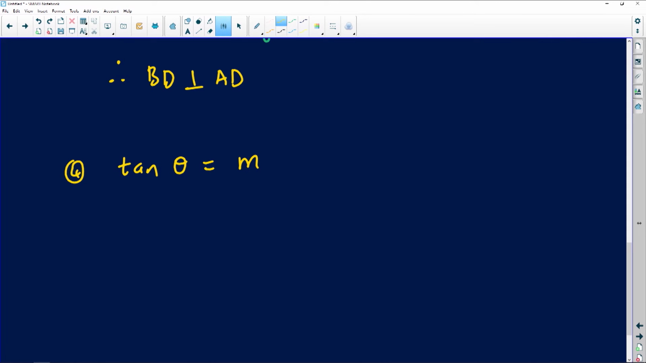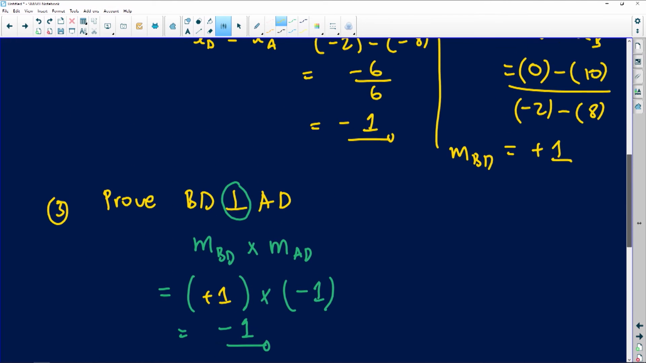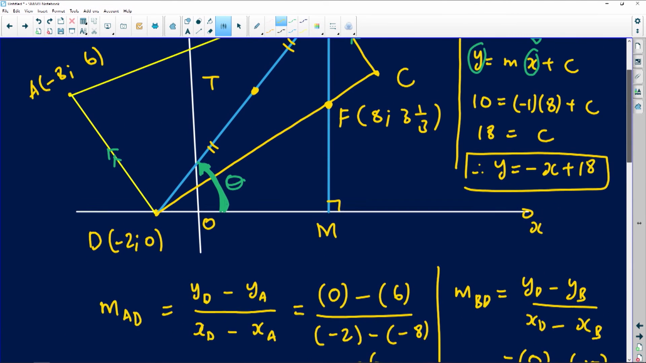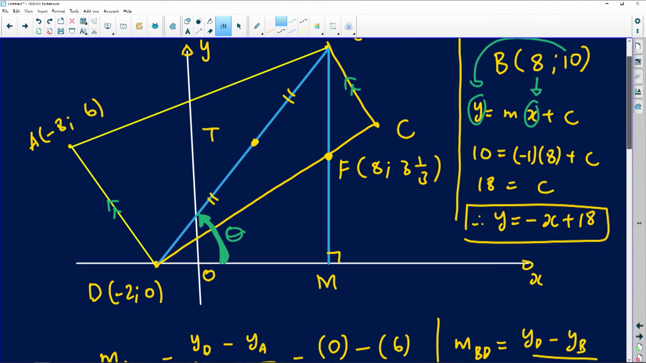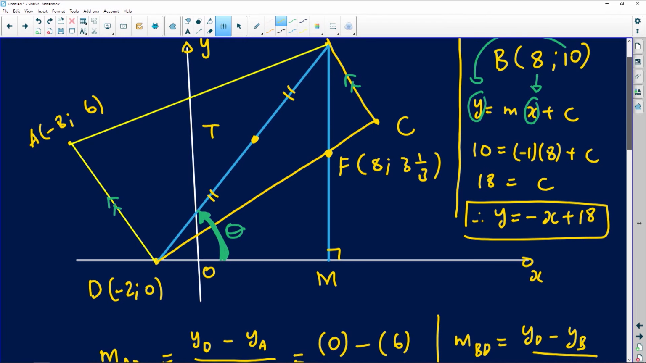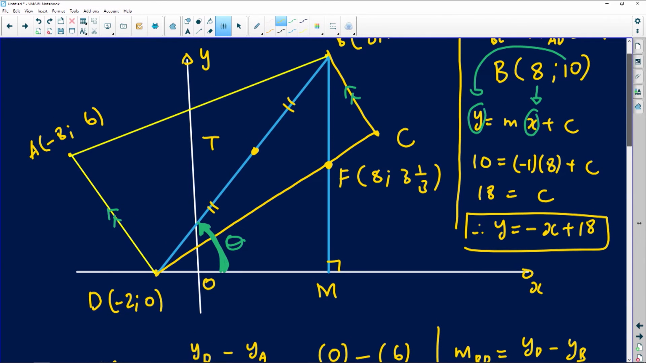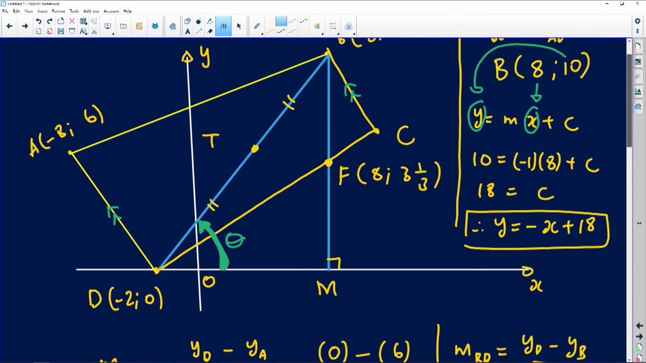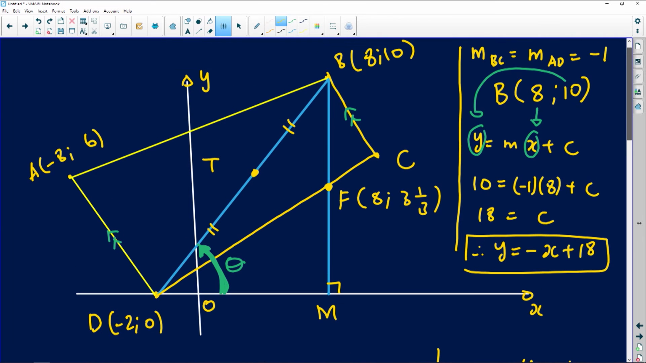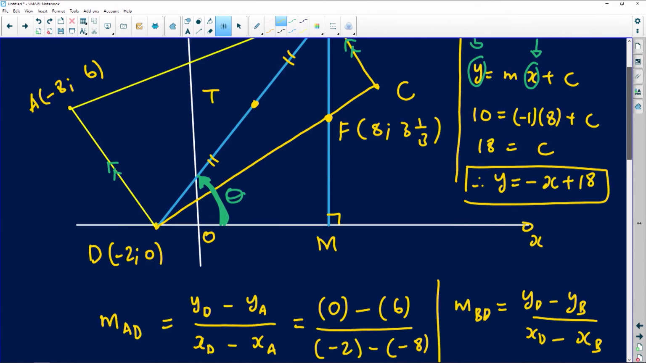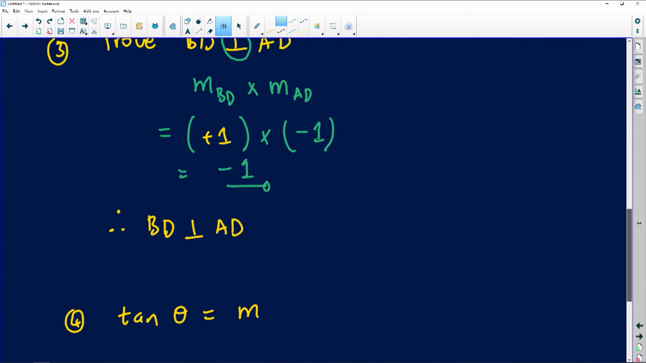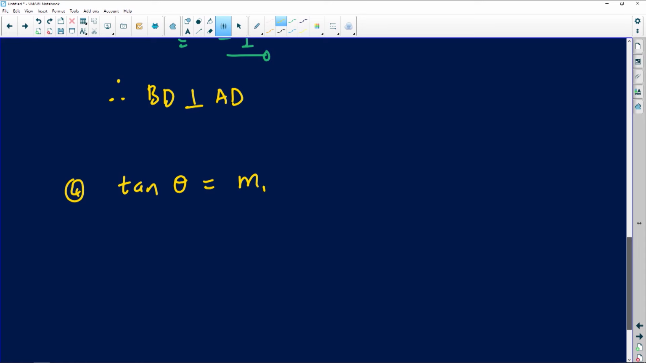is the gradient of the line that makes that inclination. And that line that makes the inclination, if you go back and look at it, that angle that you're looking at is the angle that is made by the x-axis and the blue line. Because the blue line is the line that you're working with, which means we are looking for the inclination of the blue line, which means we are interested in the gradient of BD. And we did find the gradient of BD as positive 1. So that makes the tangent of theta equal to positive 1.